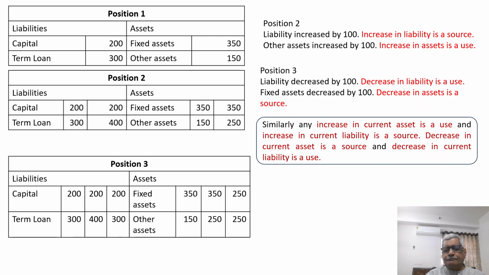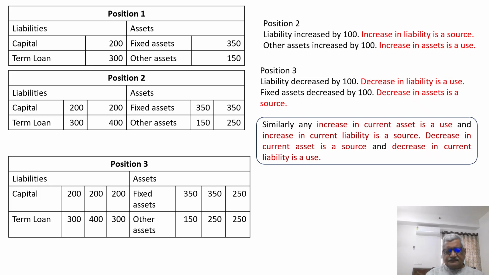So in position number 2, liability increased by 100. That is, an increase in liability is a source. Other assets increased by 100, which means an increase in assets is a use.